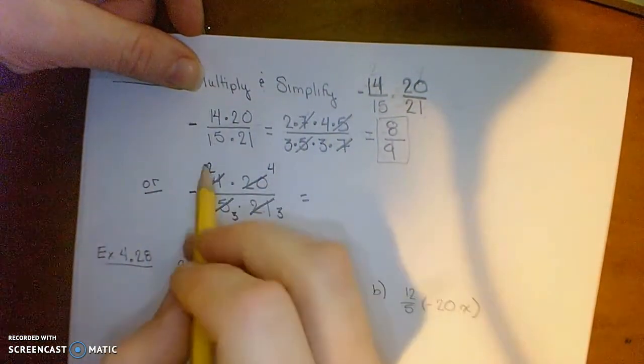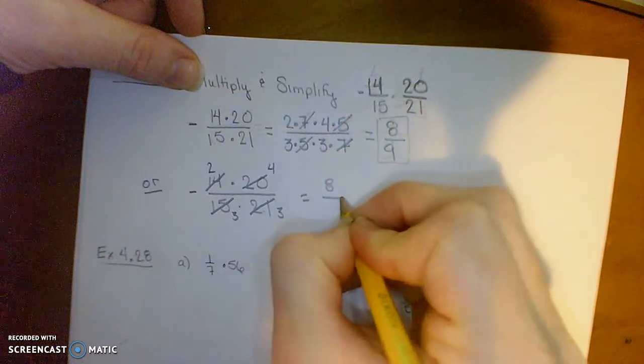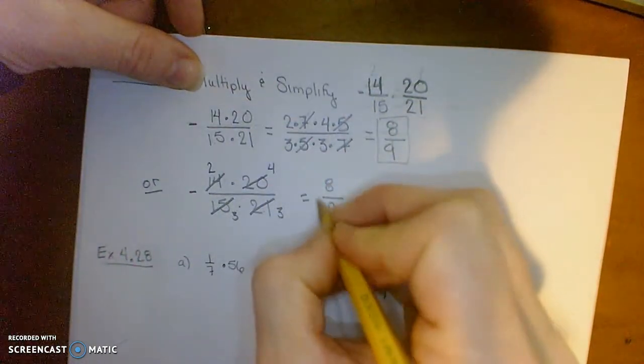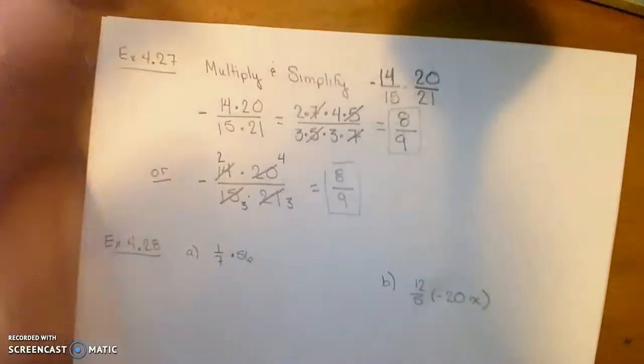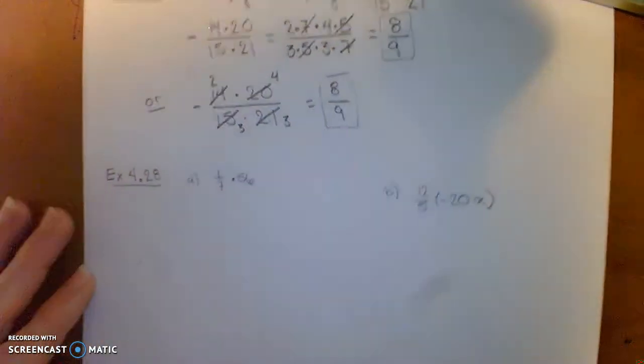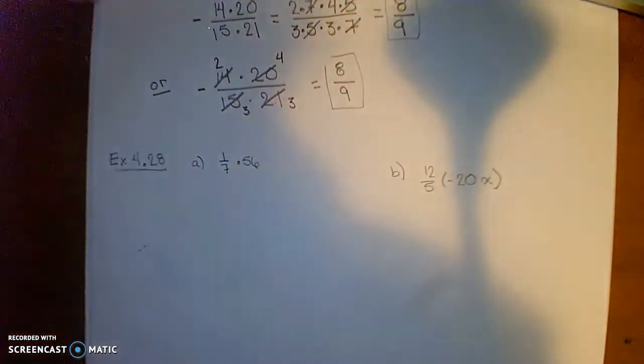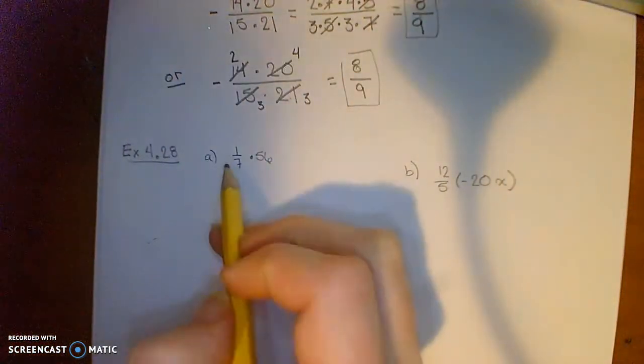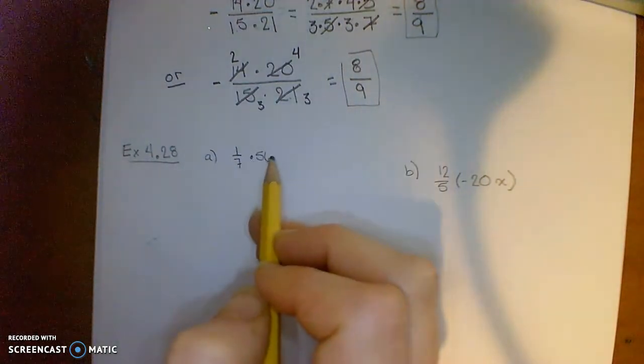Now let's see what I have left. 2 times 4 is 8. And 3 times 3 is 9. So you can choose which one of these methods you like better. All right, let's do one more example. This is example 4.28 in your book. The fraction 1/7 times 56.